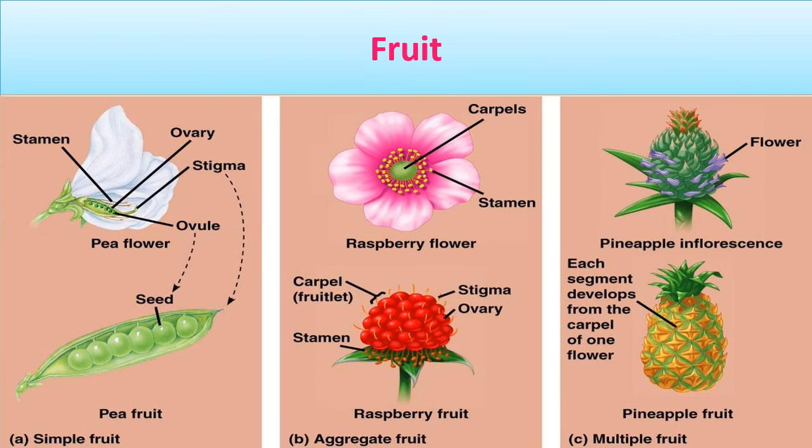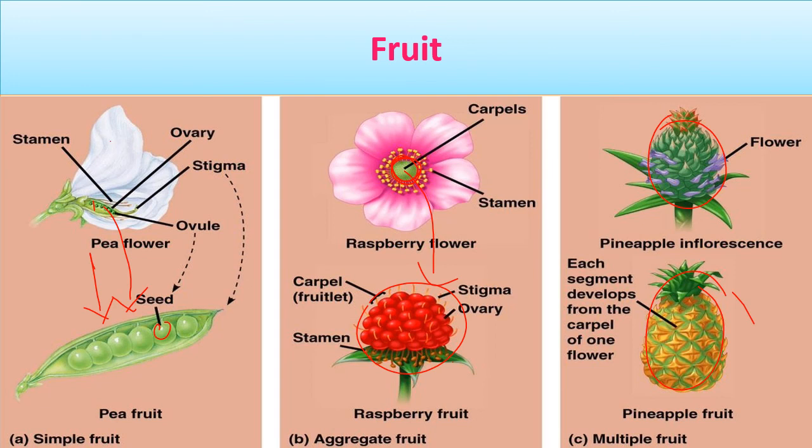Then next part is fruit. So here you can see that fruit is fertilized ovary and seed is fertilized ovule. Same way here you can see, because this fruit is formed from one flower and one ovule. This fruit is formed from many ovaries of one flower, and this fruit is formed from entire inflorescence together.